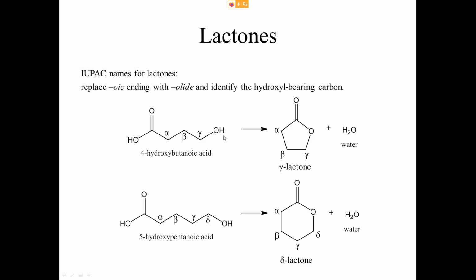So when you make the carboxylic acid into a lactone, in other words, we're making a cyclic ester, we don't change the ending like we did before. We remember we got rid of the oic acid and changed it to oate, right? Here we get rid of the oic and add olide because they're in the same molecule. So olide is the suffix for lactones.